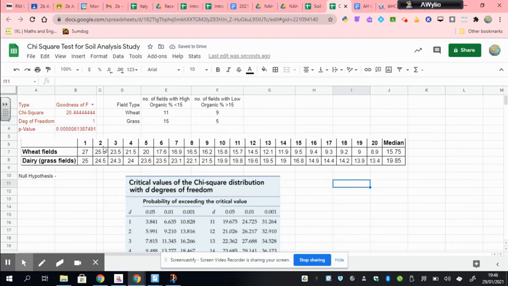Right, now this spreadsheet actually does the calculation for you. It works out this thing called degrees of freedom, which is actually the number of rows of data. We have 2 rows of data. Wheat is our first row and grass is our second row. So that's 2, and then what we do is -1. So that's 2 rows of data minus 1, which actually gives us 1.